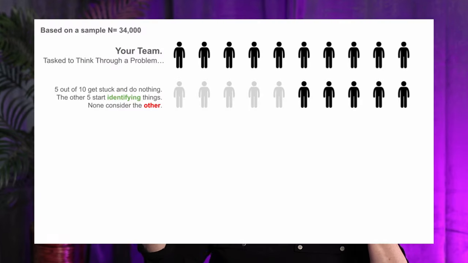Imagine you're giving them a project, a problem, or an issue to think through. What this study found is what we statistically tend to do, and what we tend not to do, when that happens. As a reminder, when you ask a group of 10 people to think through a problem, statistically five people get stuck. They don't know what to do. Five out of 10, half your team, gets stuck. I'm sure we've all experienced that before.